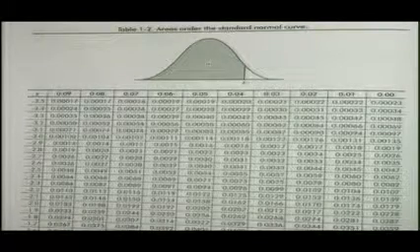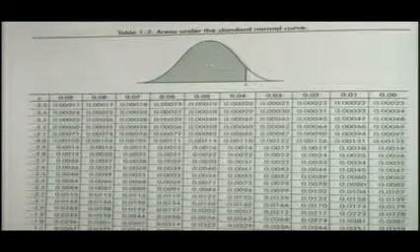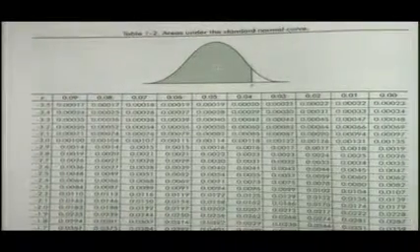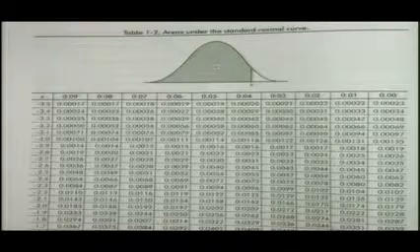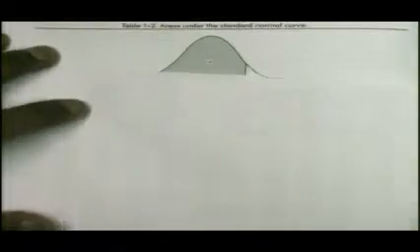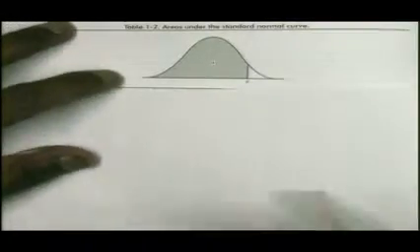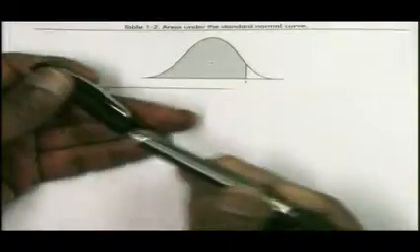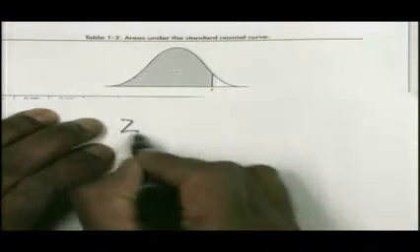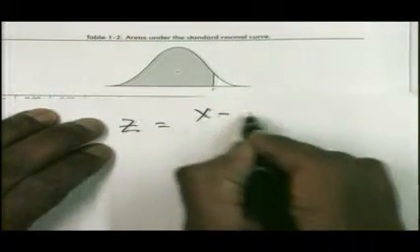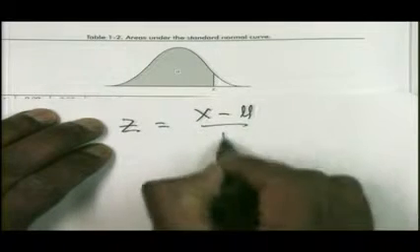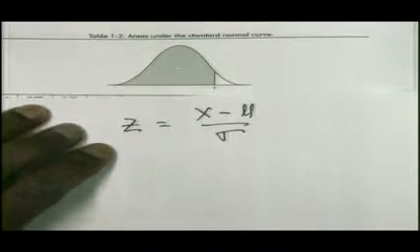What is Z? I don't want to write on this book, but yes, I can write it. Don't get scared. Gentlemen, we define Z: Z equals x minus mean over sigma. We calculate the Z value.